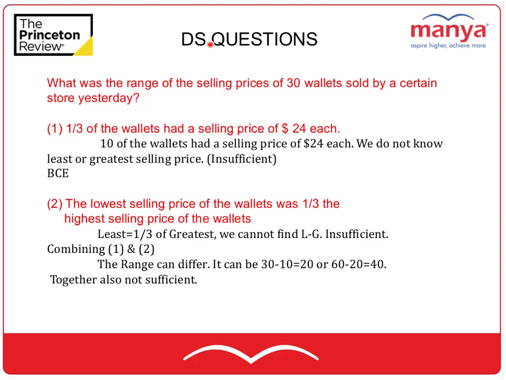So now, are you clear with the answer options in data sufficiency? Both together are not sufficient, so our answer option is going to be E. Clear? Now, moving on to the next one.